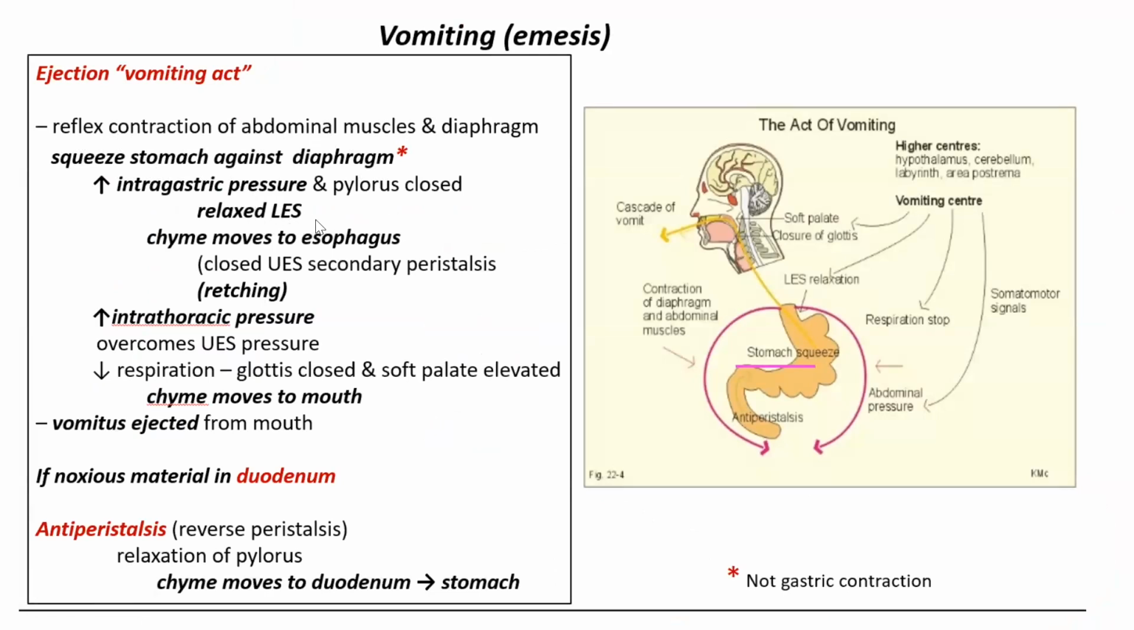The lower esophageal sphincter opens. Chyme moves all the way to the esophagus, but the upper esophageal sphincter is still closed right now. What happens is that the abdominal muscles and the diaphragm contract to a point where the intrathoracic pressure is so high that this pressure overcomes the pressure of the upper esophageal sphincter, right? So we've overcome the pressure, and the upper esophageal sphincter is just going to open on its own, and the vomitus will be ejected from the mouth. Obviously, the glottis will be closed. You're not going to be breathing when you're vomiting, of course. And this is good in a way because you're not getting any contents into your trachea. You're not going to get aspiration pneumonia because of this, which is good.